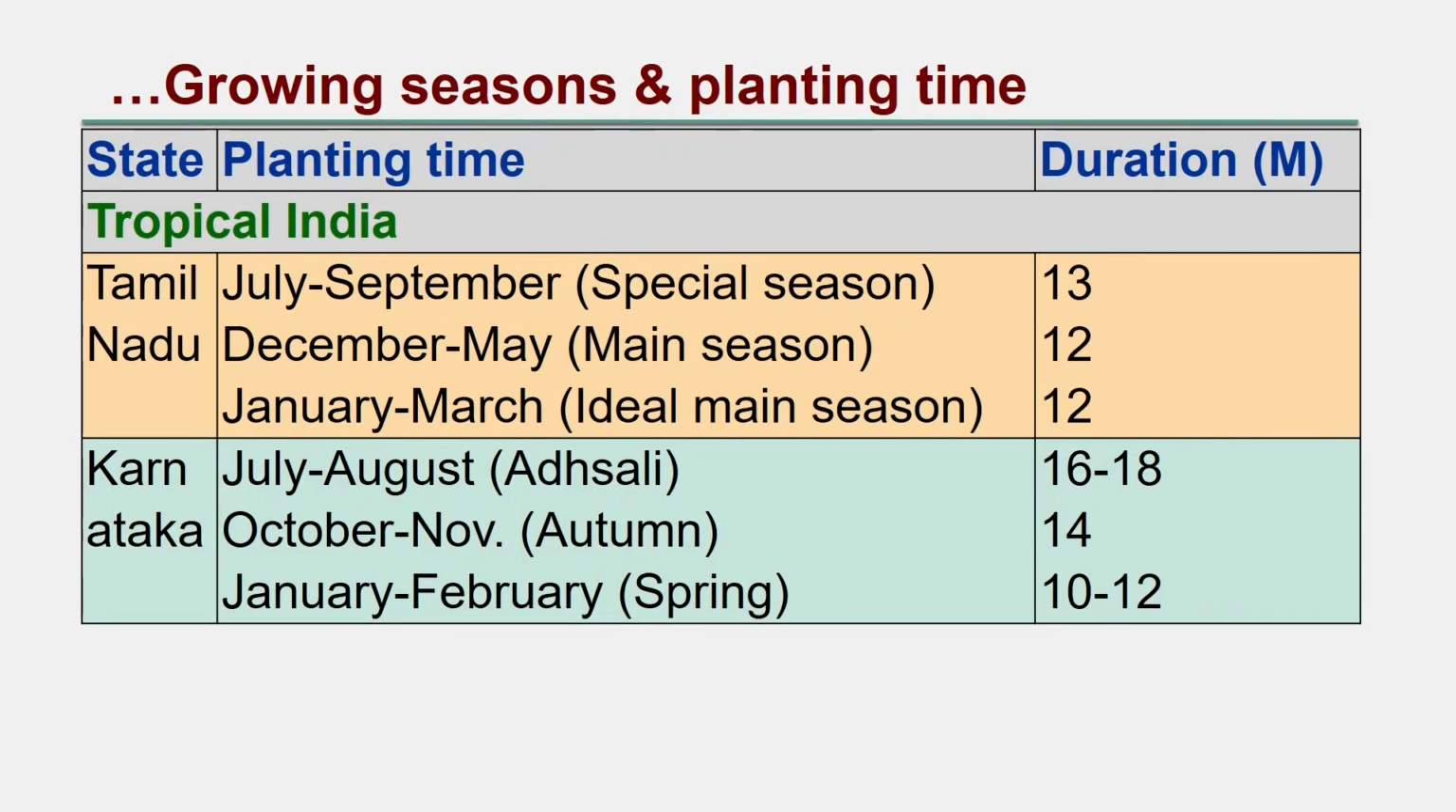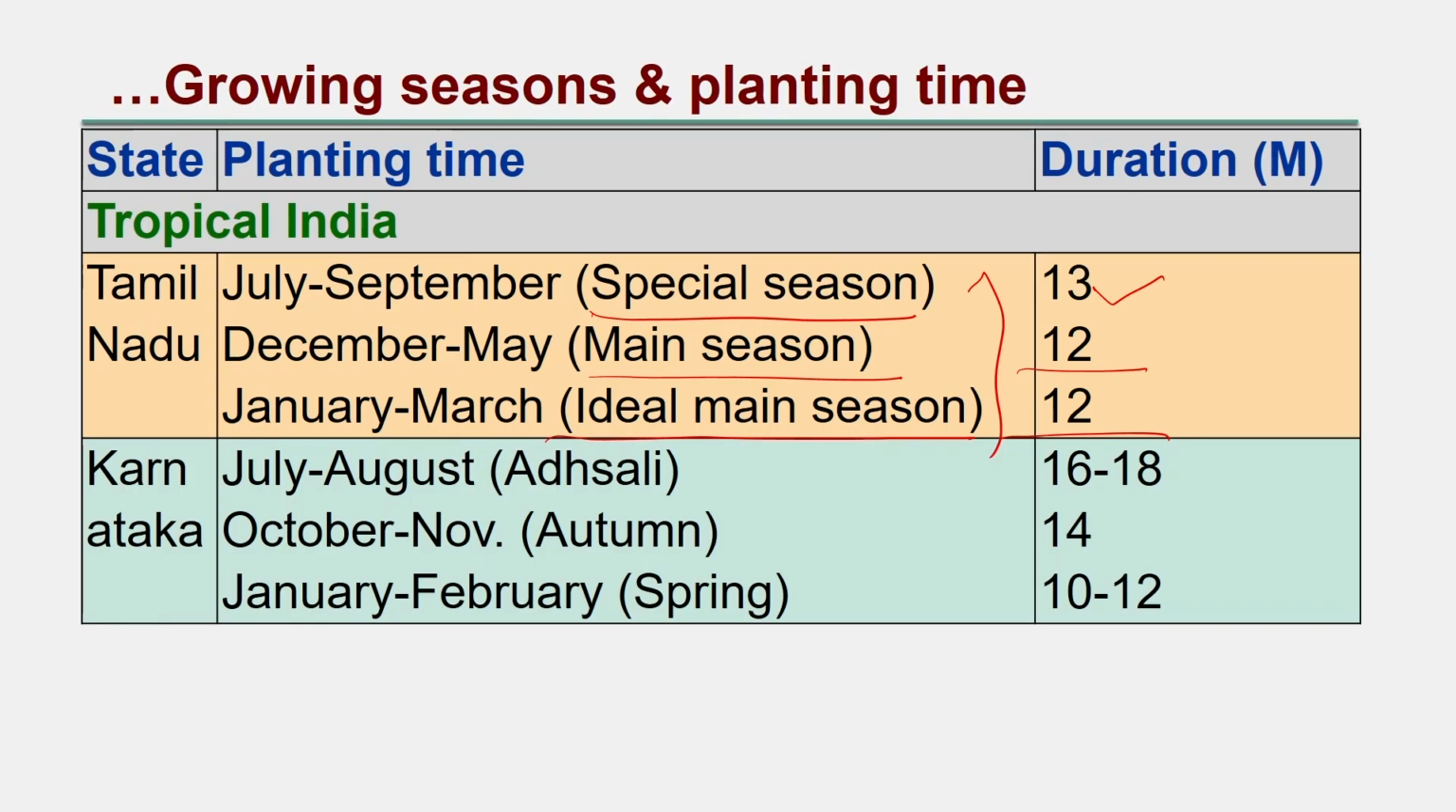Now see, in tropical India, Tamil Nadu, July to September is the planting time, and it is a special season. It takes 13 months. December to May is the main season of cane in Tamil Nadu, it takes 12 months, and then it can be planted in January to March, and this is called the ideal main season. It takes 12 months. So you can see in Tamil Nadu, you can go for planting almost during any month of the year except 1 or 2 months.